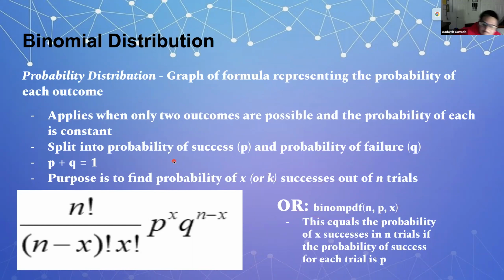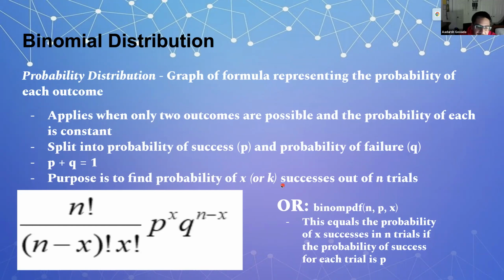So let me explain. binomPDF(N, P, X). That's what it says. Basically, what this means is it calculates the binomial probability for N trials with P being the probability of success. It calculates the probability that you will get X successes.